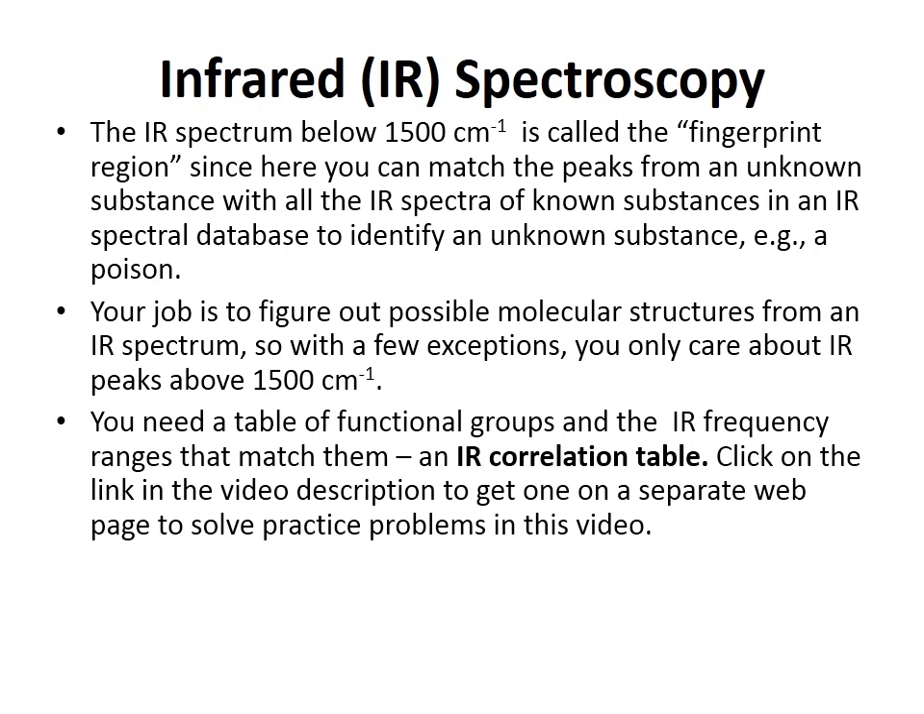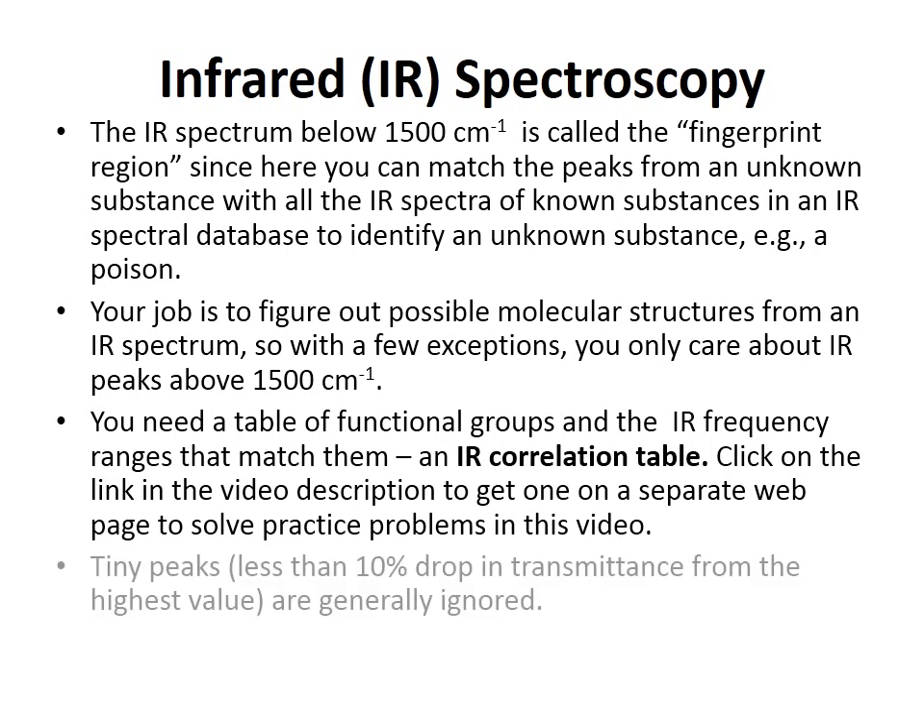Now when you look at an infrared spectrum, some peaks are big, some peaks are really small. The tiny peaks, which are less than a 10% drop in transmittance from the highest transmittance value, are generally ignored. Those are probably just impurities or some very tiny artifacts in the infrared spectrum. So only look at peaks which drop greater than 10% below the top transmittance measurement in your infrared spectrum.